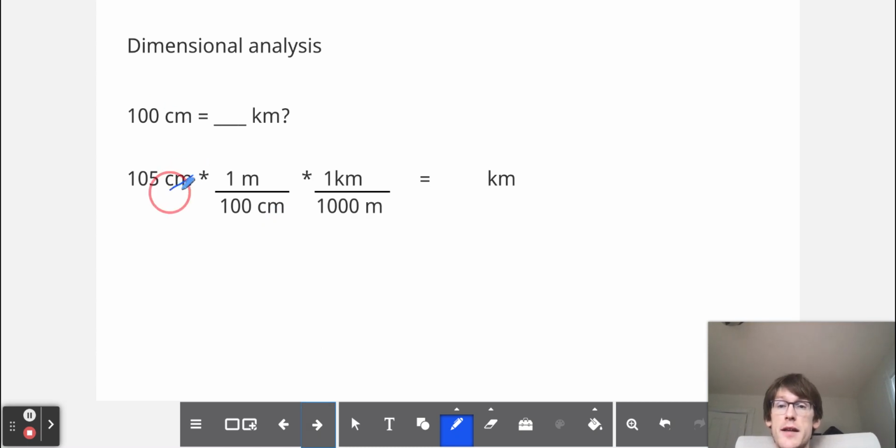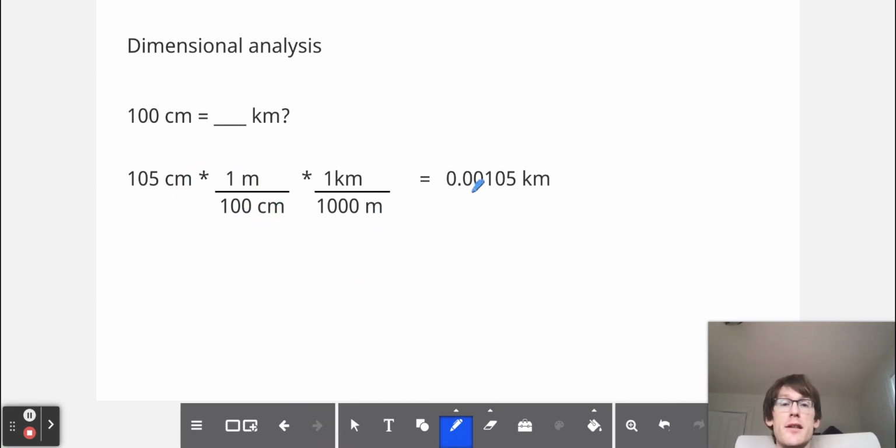So after canceling out the centimeters, we now say that there are 1,000 meters in 1 kilometer, and the meters cancel, thus giving us the final unit on the left of kilometers, which is what we want. And if we multiply the numerator, 105 times 1 times 1, over the denominator, which is 100 times 1,000, what this comes out to is 0.00105 kilometers, or 1.05 times 10 to the negative third kilometers.